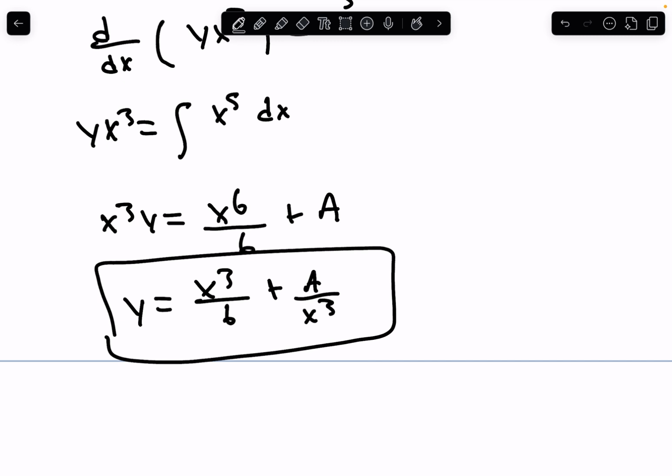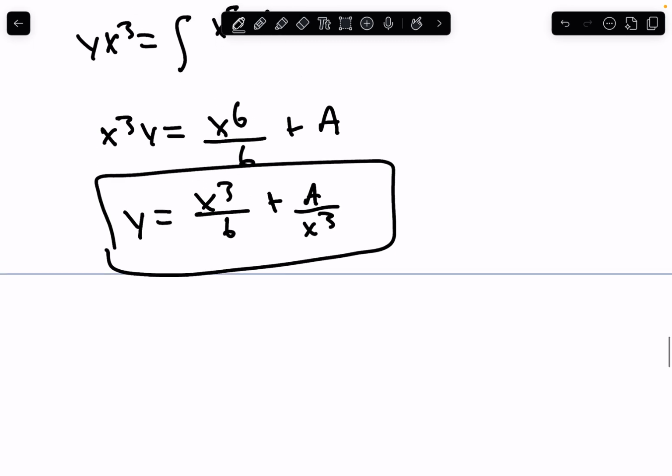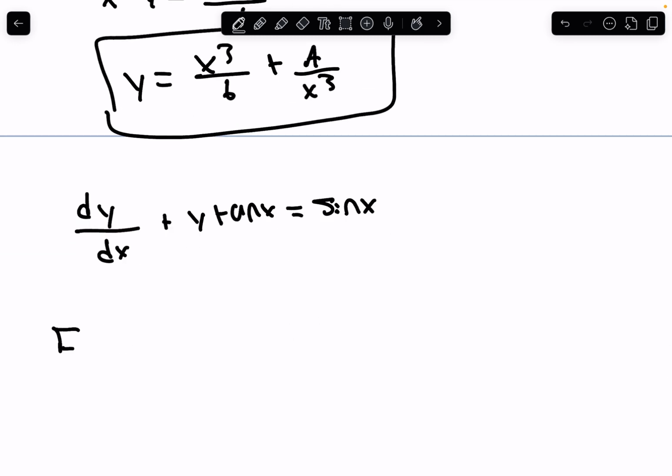Let's move on to another one, a weirder one, I should say. dy by dx plus y tan x equals sine x. So again, the integrating factor is going to be e to the power of integral of tan x. This is going to be a very weird question, but we'll try to solve it. So what is the integral of tan x? Well, you'll find it in your data booklet simply.